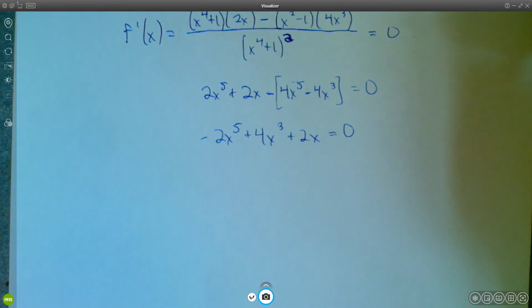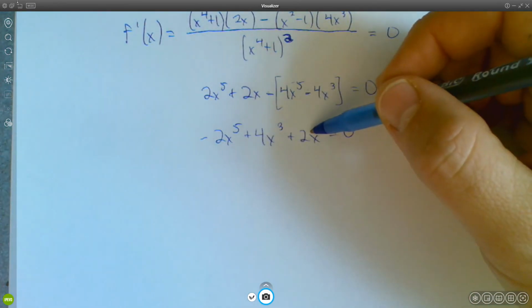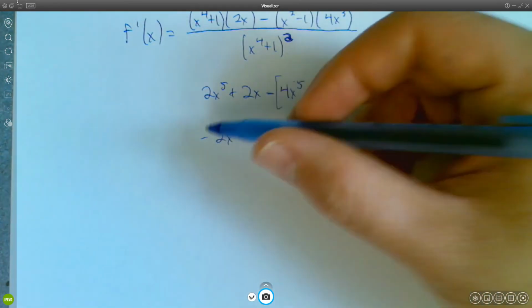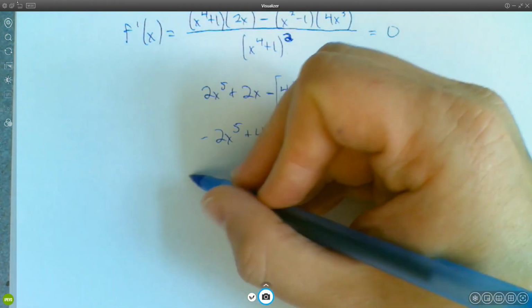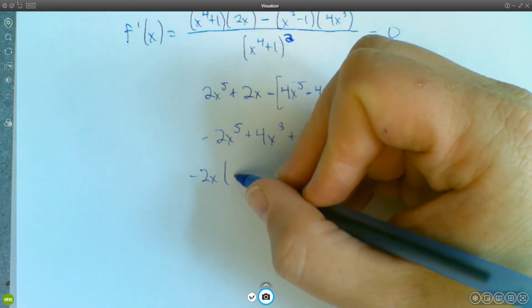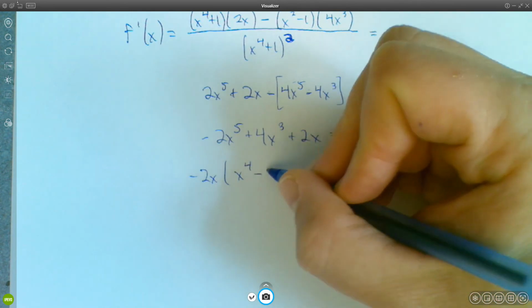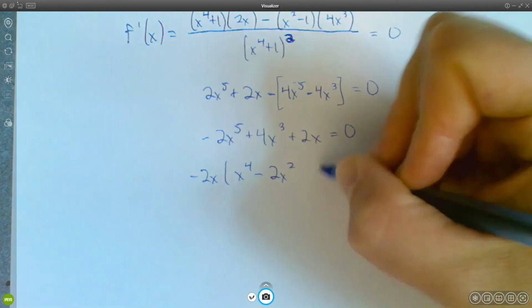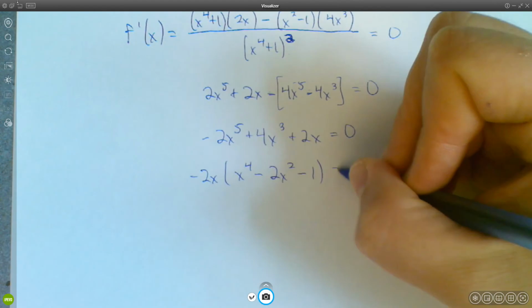We've just got to try to factor that. Definitely I can take out a 2x. In fact, I'll take out a negative 2x just to make that leading coefficient positive. And I have x to the 4th minus 2x squared minus 1.